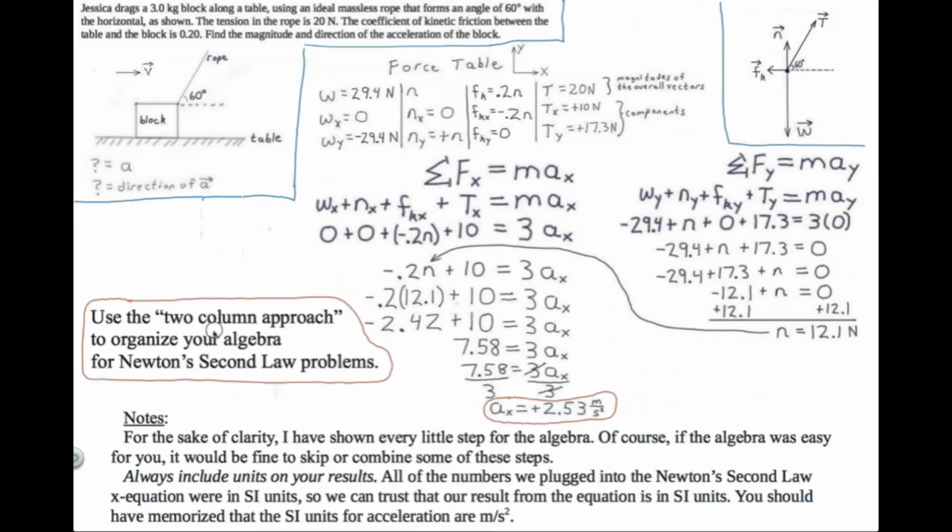We've arranged our math in 2 adjacent columns. All the versions of the Newton's second law x equation in the left column, and all the versions of the Newton's second law y equation in the right column.